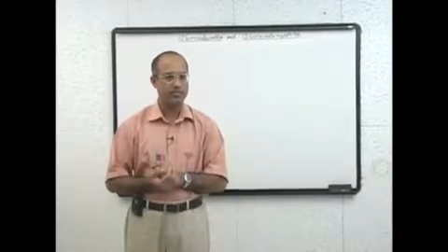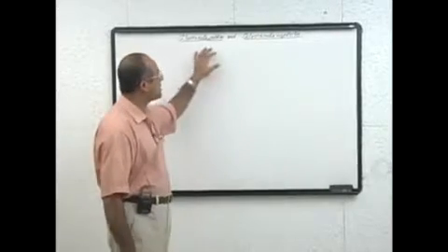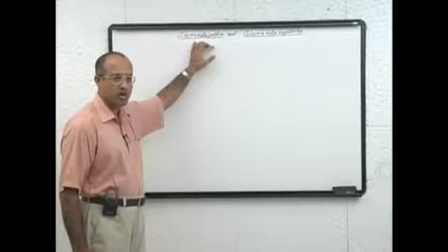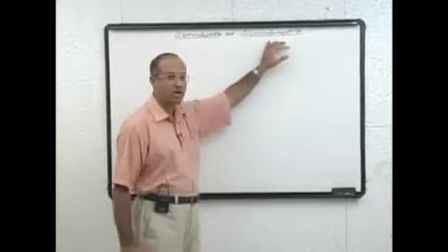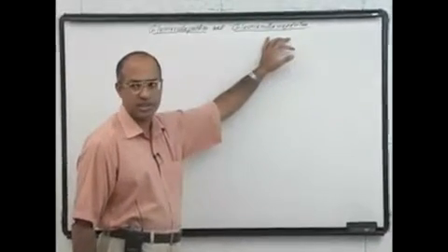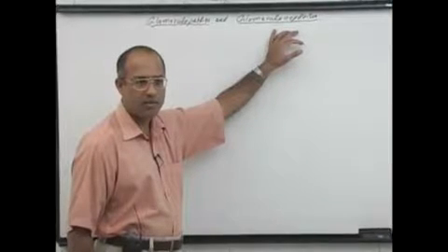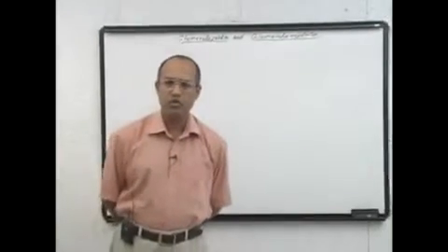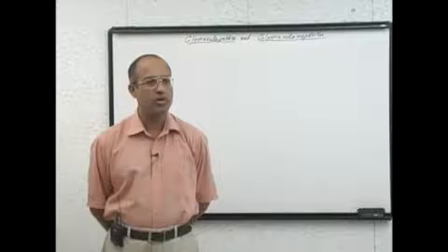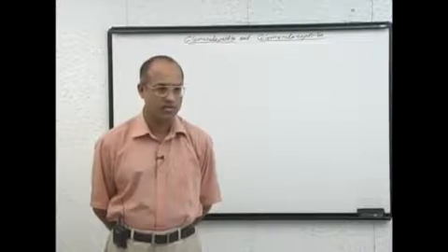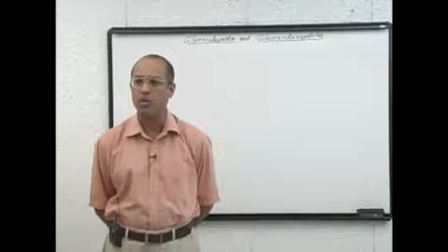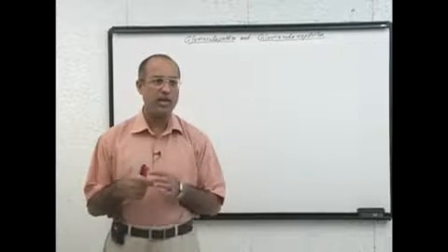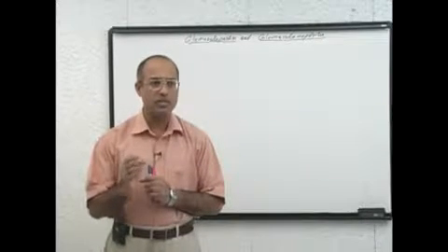Let me define glomerulopathies and glomerulonephritis. Glomerulopathy means there are pathologies in glomeruli, and glomerulonephritis means that the pathologies in glomeruli are inflammatory in nature. Now, there are so many types of glomerulonephritis, but all glomerulonephritis is due to immune-mediated mechanisms. Immune-mediated injury is involved. That is the primary mechanism of injury to the glomerulus.